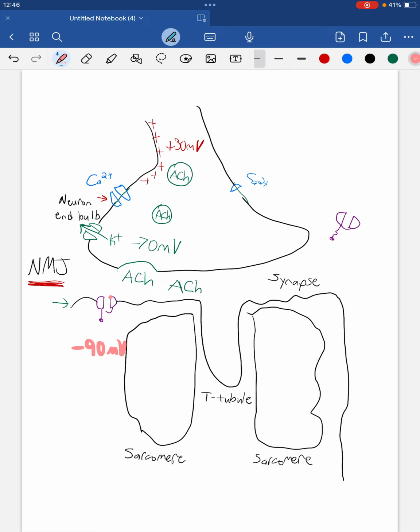Okay, so that's like its resting membrane potential of the muscle. Remember, negative 70 was of the neuron, negative 90 is of the muscle.